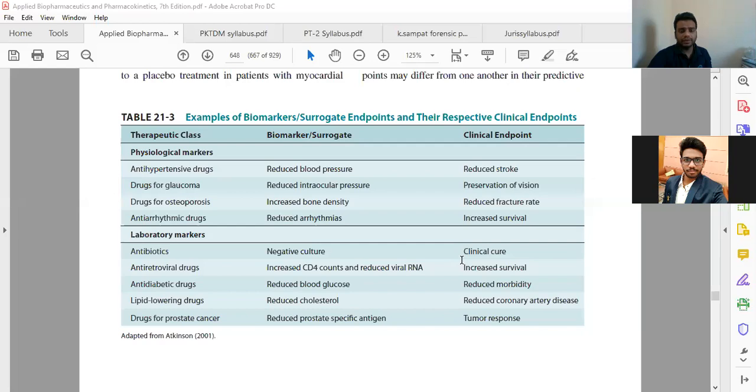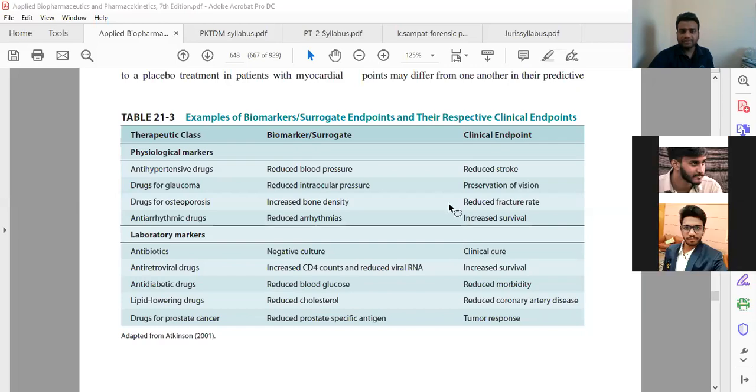Yes, sir. Okay, so in this setup, when you have the evidence, you can infer or conclude that if the BP is less than 140, there is a decreased risk of stroke. If you are using an antihypertensive drug to decrease the BP to less than 140, can you conclude that there is a decreased risk of stroke? You conclude that? Yes, sir.